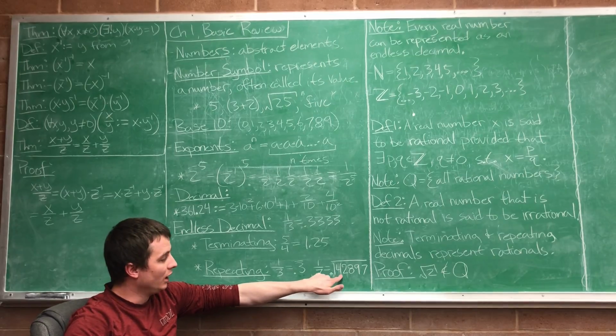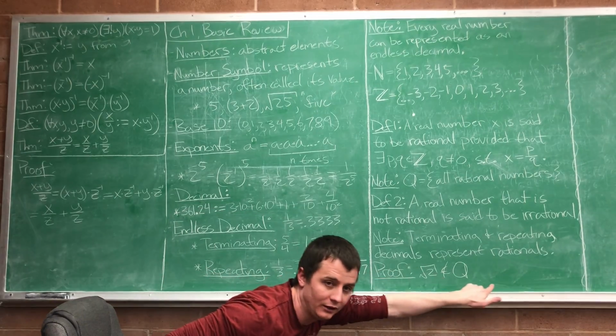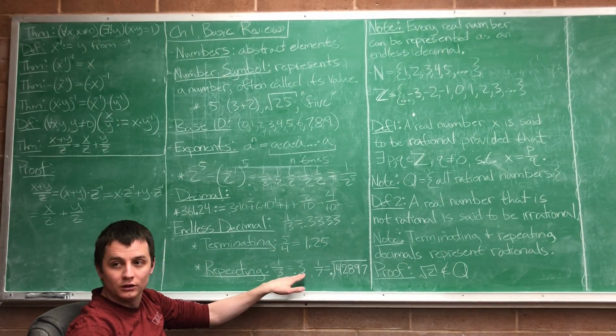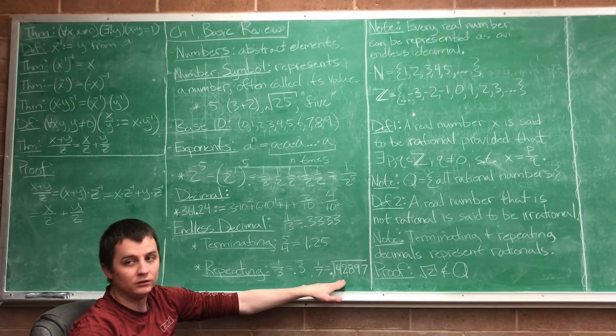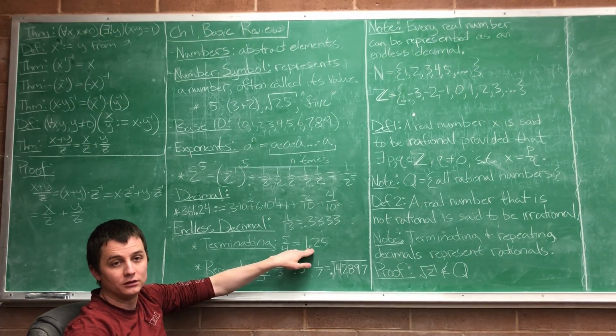Another example would be the number 1/7. 1/7 is 0.142857142857, repeating forever. So it's also a repeating decimal. So repeating decimal, terminating decimal. You with me so far?